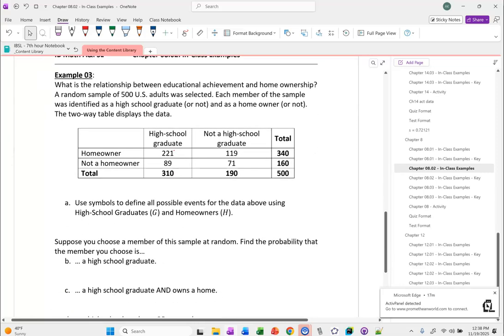What is the relationship between educational achievement and home ownership? Burning question in all of our minds. A random sample of 500 U.S. adults was selected. Each member of the sample was identified as a high school graduate or not, and a homeowner or not. The two-way table displays the data. Use symbols to define all possible events for the data above, using high school graduates G and homeowners H.